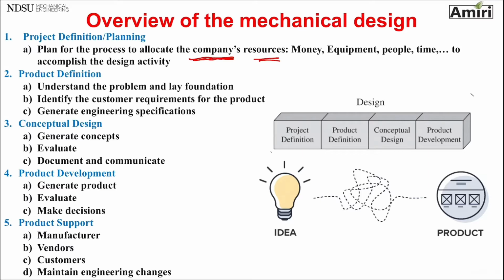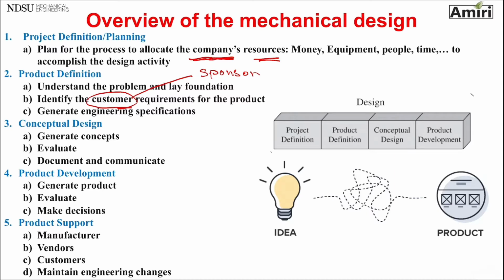In product definition, which could be done at the same time, and which I'm sure you are engaging in right now, you understand the problem and lay out the foundation for the work, but also identify the customer requirements for the product. In this case, that would be your sponsor, which is either your faculty mentor or the company that you're working with, or, if there's a student challenge, what requirements there are for your student challenge and the student competition. At the end of step 2, you generate your engineering specifications and list of constraints for the project.